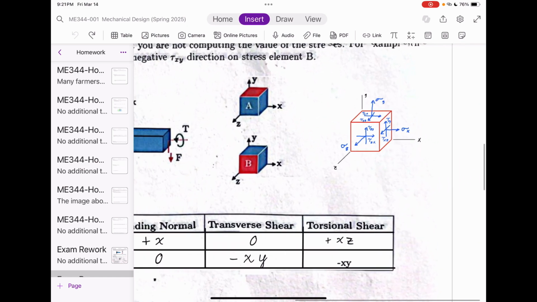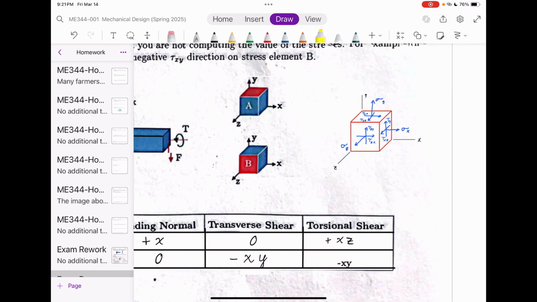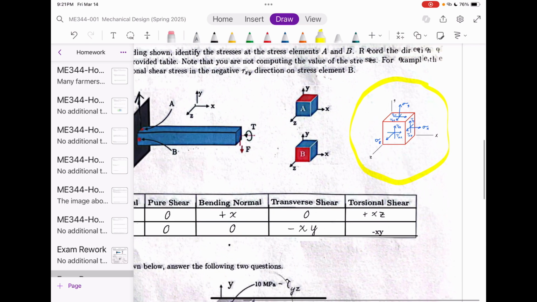To do this, we first use this stress tensor on the problem. And the mistake that I made on this problem was not writing this stress cube on my equation sheet, and therefore I got confused on how to approach some of the stresses.